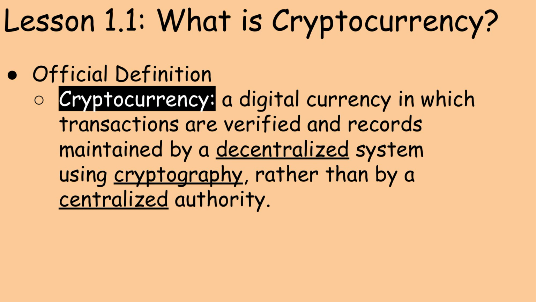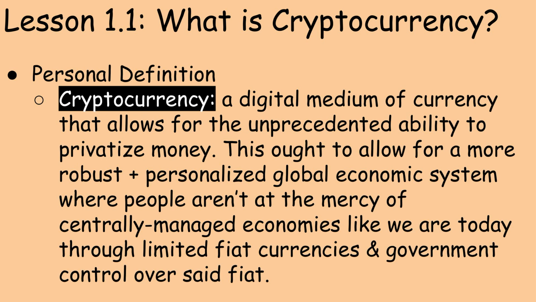The official definition on the internet is: cryptocurrency, a digital currency in which transactions are verified and records maintained by a decentralized system using cryptography rather than by a centralized authority. Whereas my personal definition is: cryptocurrency, a digital medium of currency that allows for the unprecedented ability to privatize money. This also allows for a more robust and personalized global economic system where people aren't at the mercy of centrally managed economies like we are today through limited fiat currencies and government control over said fiat.